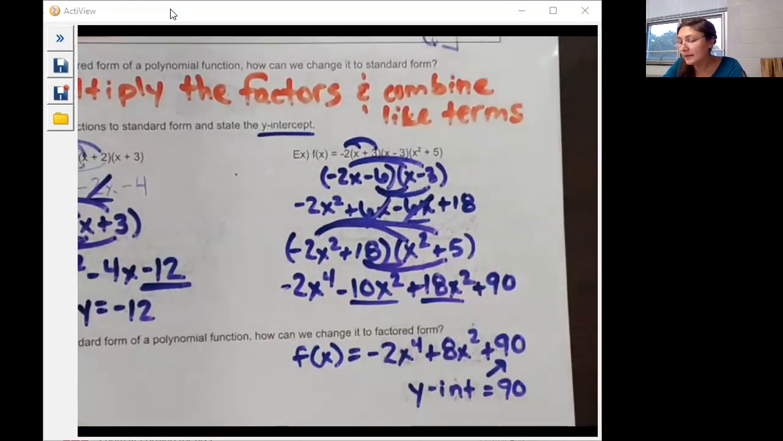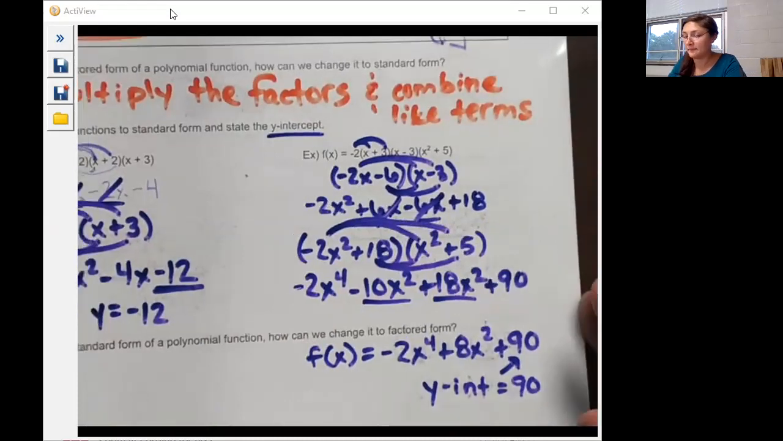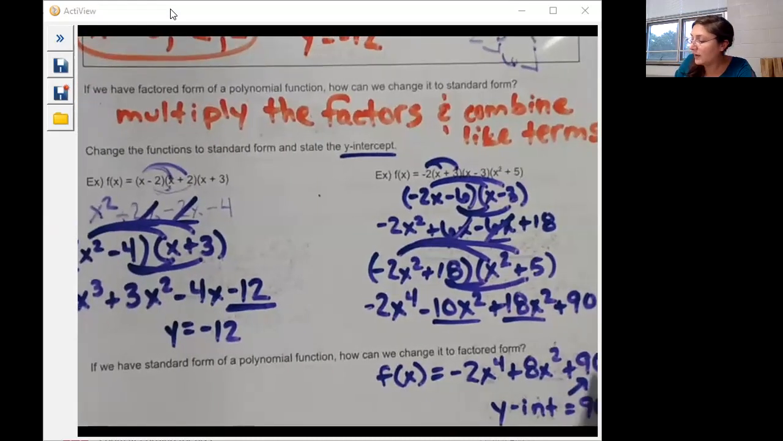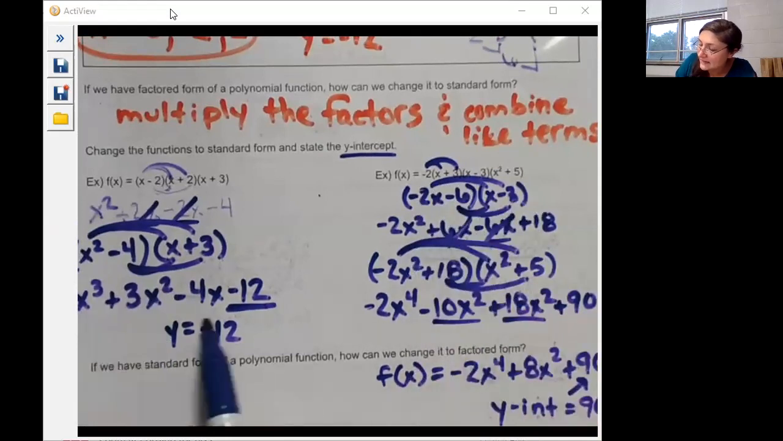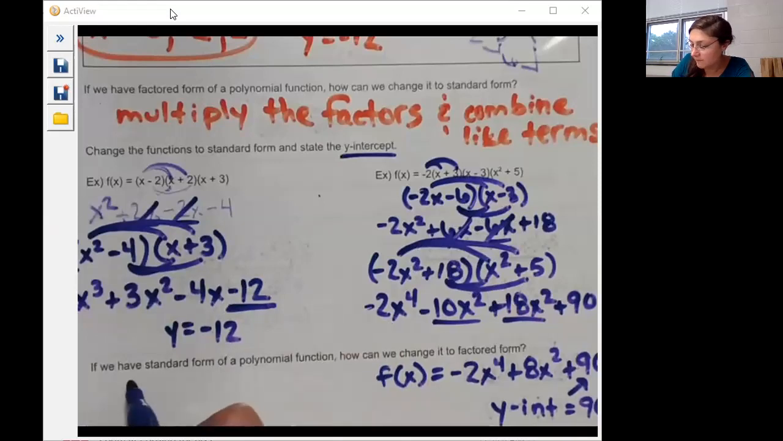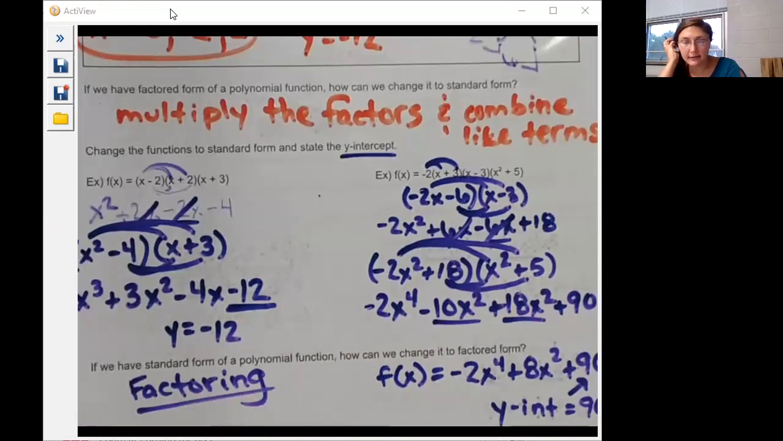What we're going to look at now, what we're going to sort of dip our toe into now, is how do I take a standard form polynomial and change it to factored form? Okay, how do I go from this back to this, or from this back to this? How do I reverse that process? Reversing that process is something called factoring. So that's what we're going to start to take a look at next.